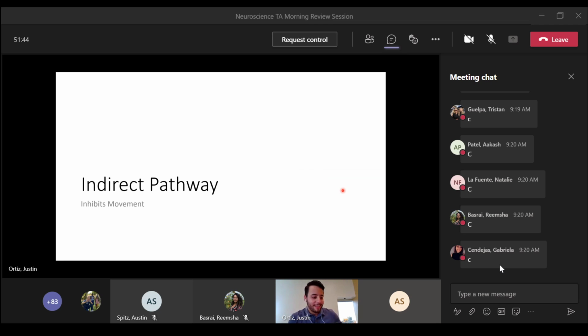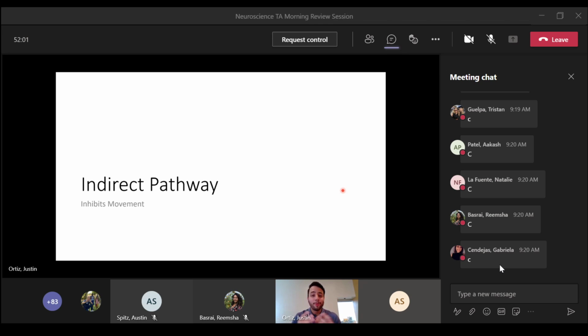Okay, so the indirect pathway is a little more complex, so we'll get into it. Let me know if you want me to slow down, but I want to make sure we really understand this. So again, quick recap. Basal ganglia, we have all these structures.